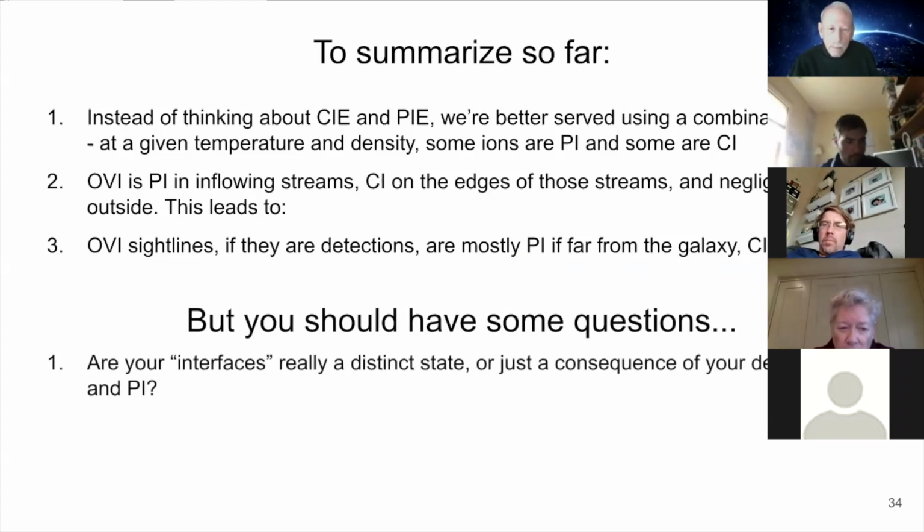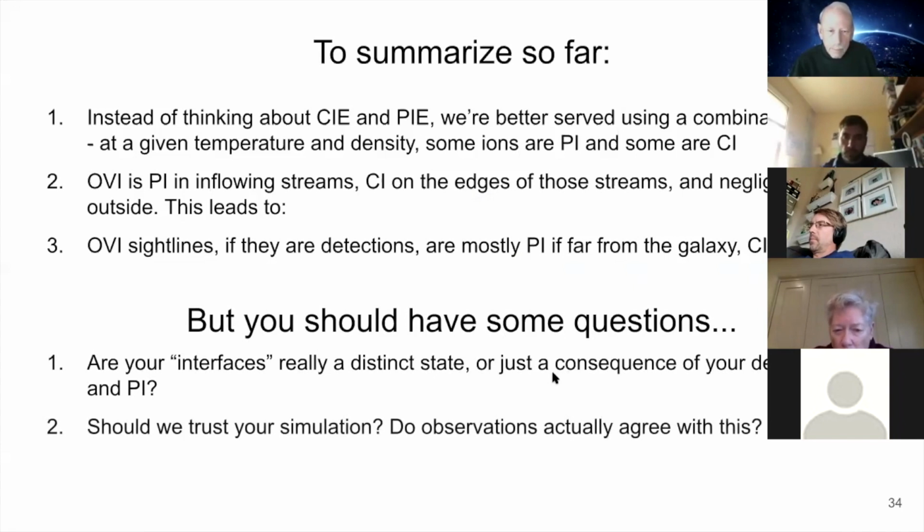First one is, are these interfaces really a distinct state, or do they just come from a consequence of my definition of CI and PI, which they totally could at this point, right? If you have streams that continually, smoothly transition from streams to bulk, and that transition went past the oxygen 6 cutoff point before it got to the edge, you'd have what looks like an interface layer that's really just a smooth transition. And second, is the simulation good enough to actually trust it on this? Do observations agree with this at all?